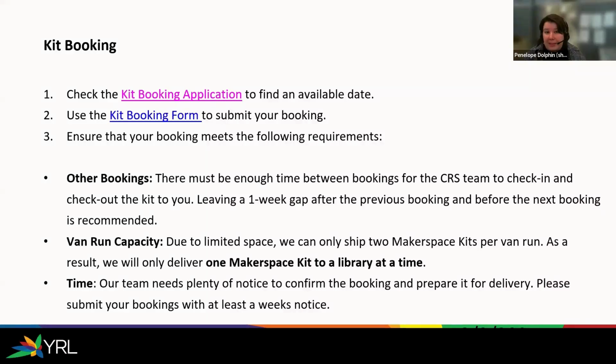Our van run capacity is quite limited, so we can only ship 2 Makerspace kits per van run. So as a result, we only deliver 1 Makerspace kit to a library at a van run. So you could get 1 Makerspace kit out 1 week, and if you wanted to get another one out the next week, that would be fine. You just couldn't get them both out during the same van run.